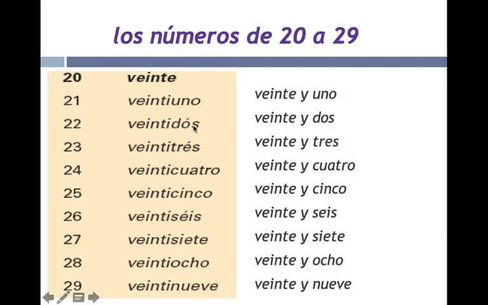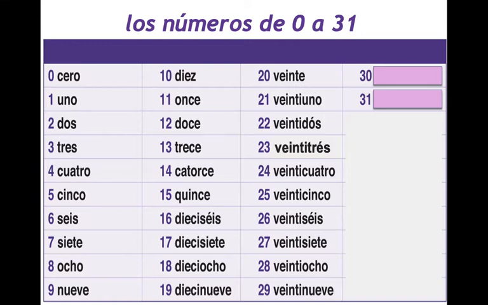21, 22. So repita por favor, 20, 21, 22, 23, 24, 25, 26, 27, 28, 29. Which comes first, I or E? E. Okay, it's not a rule that we follow like in English. We have a couple more.